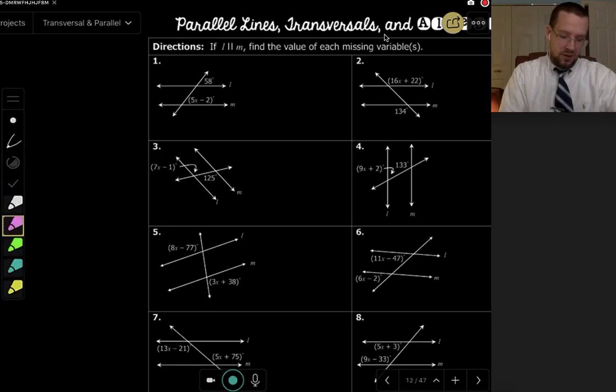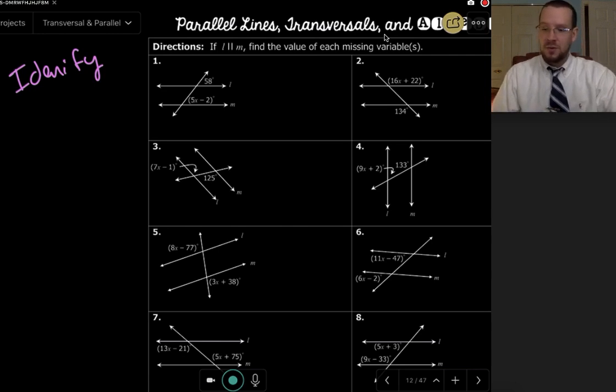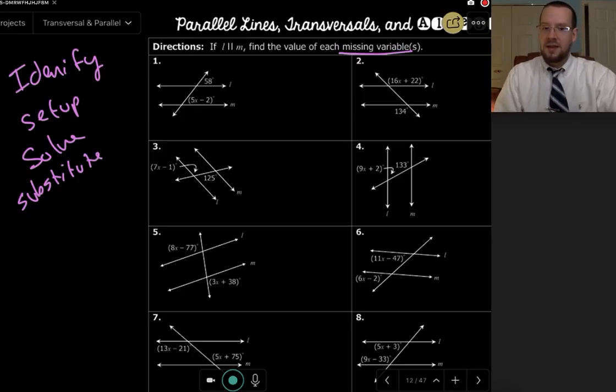So first what we want to do is identify the angle relation that we're given. Then we're going to set up an equation, and we will solve. It says find the missing variables, but it's possible that you could actually have one more step, and that would be to substitute. So we could get a value for x, plug it back in, and see what the missing angle is. So let's look here at number one.